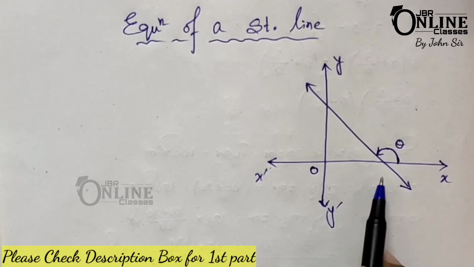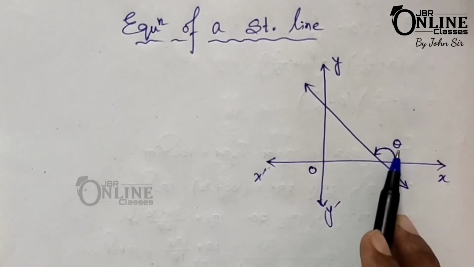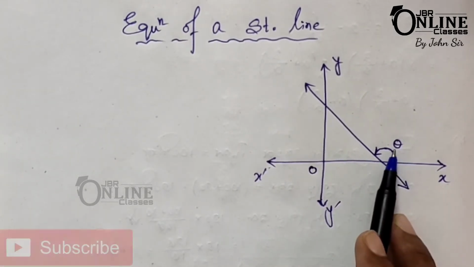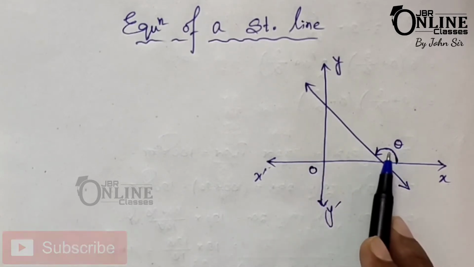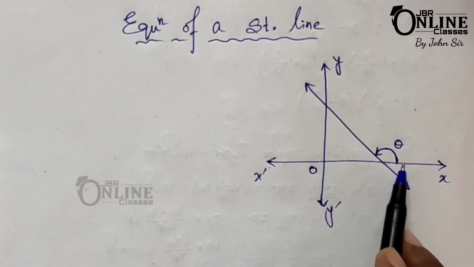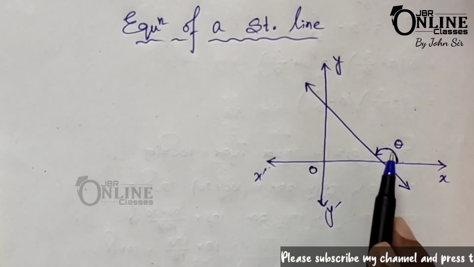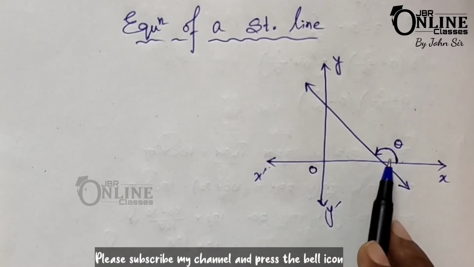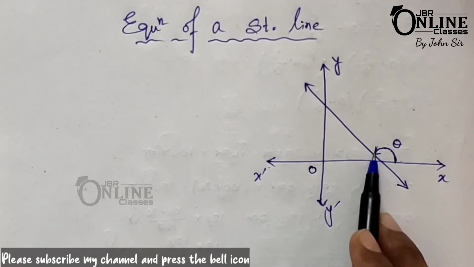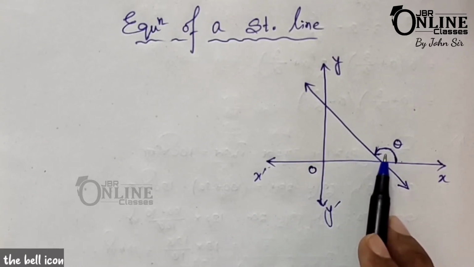The angle of inclination, or simply the inclination of a line, is the angle theta which the part of the line above the x-axis makes with the positive direction of the x-axis, and it is measured in the anti-clockwise direction.